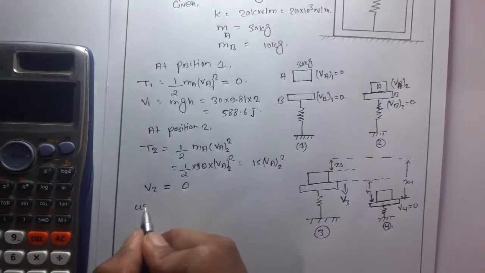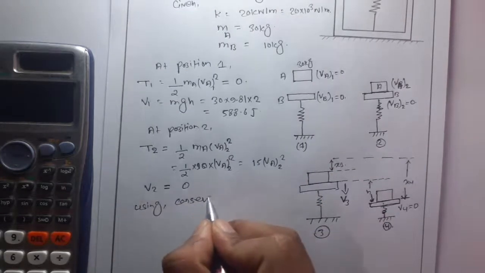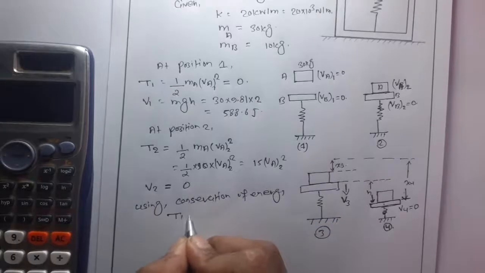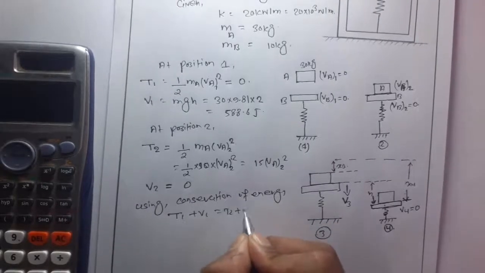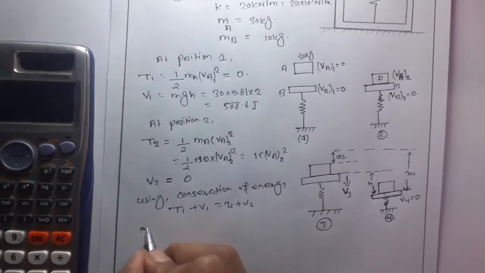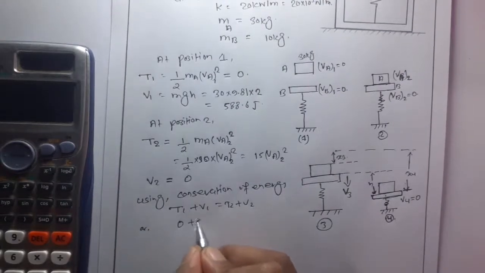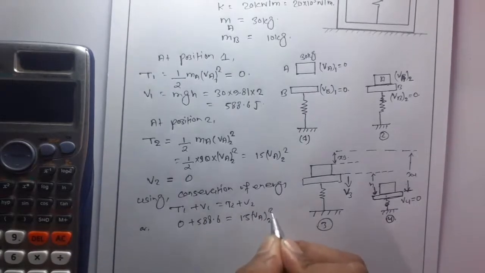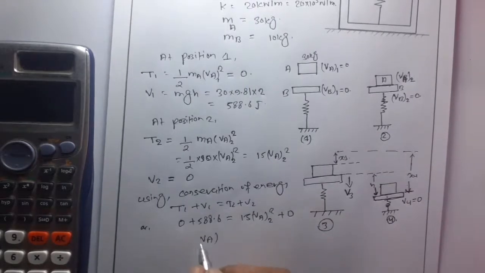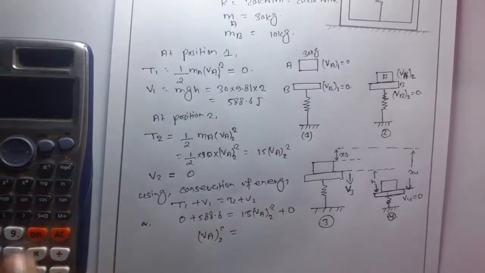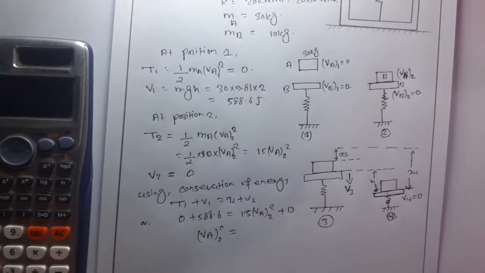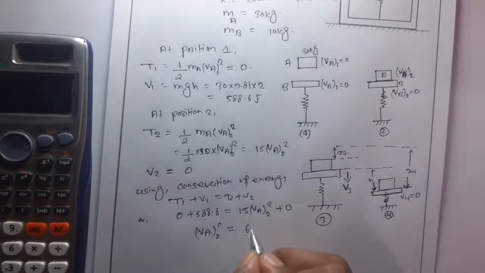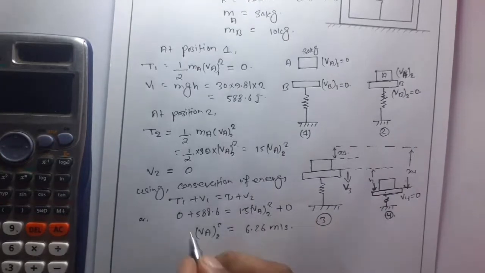Now, using conservation of energy, T1 plus V1 is equal to T2 plus V2, or T1 is 0 plus 588.6 is equal to T2 is 15 vA2 square plus V2 is 0. So vA2 is the square root of 588.6 divided by 15. So this is 6.26 meter per second.